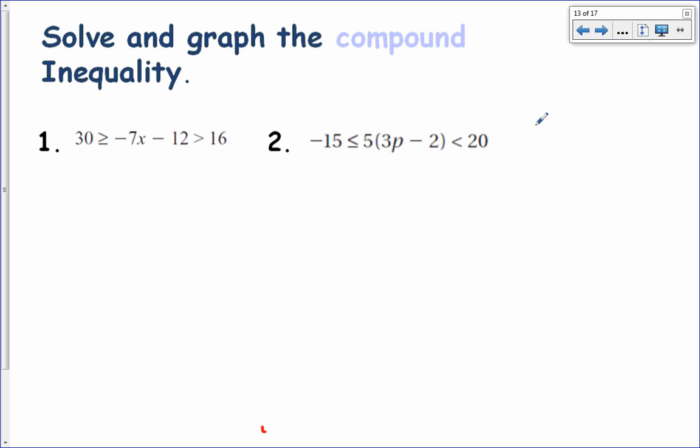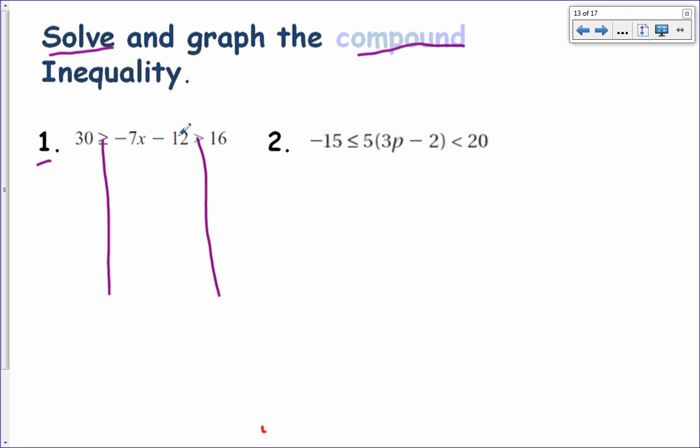Compound inequalities are basically two inequalities smushed together. Here we see our first example, and we need to solve this one. It says 30 is greater than or equal to negative 7x minus 12 is greater than 16. We have to get x by itself, but because this is a compound inequality, there's more than one of them, so we're going to try and solve them all at once. Let's see if we can do it.